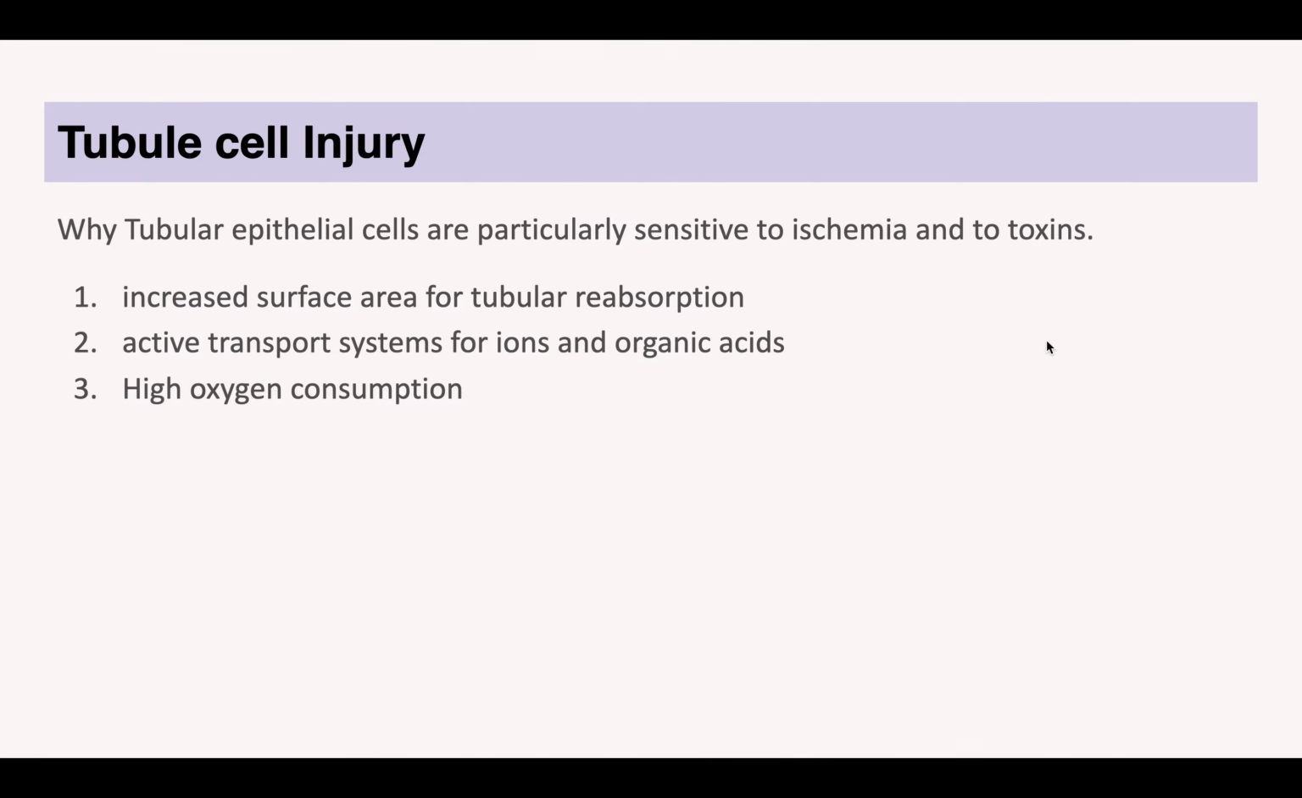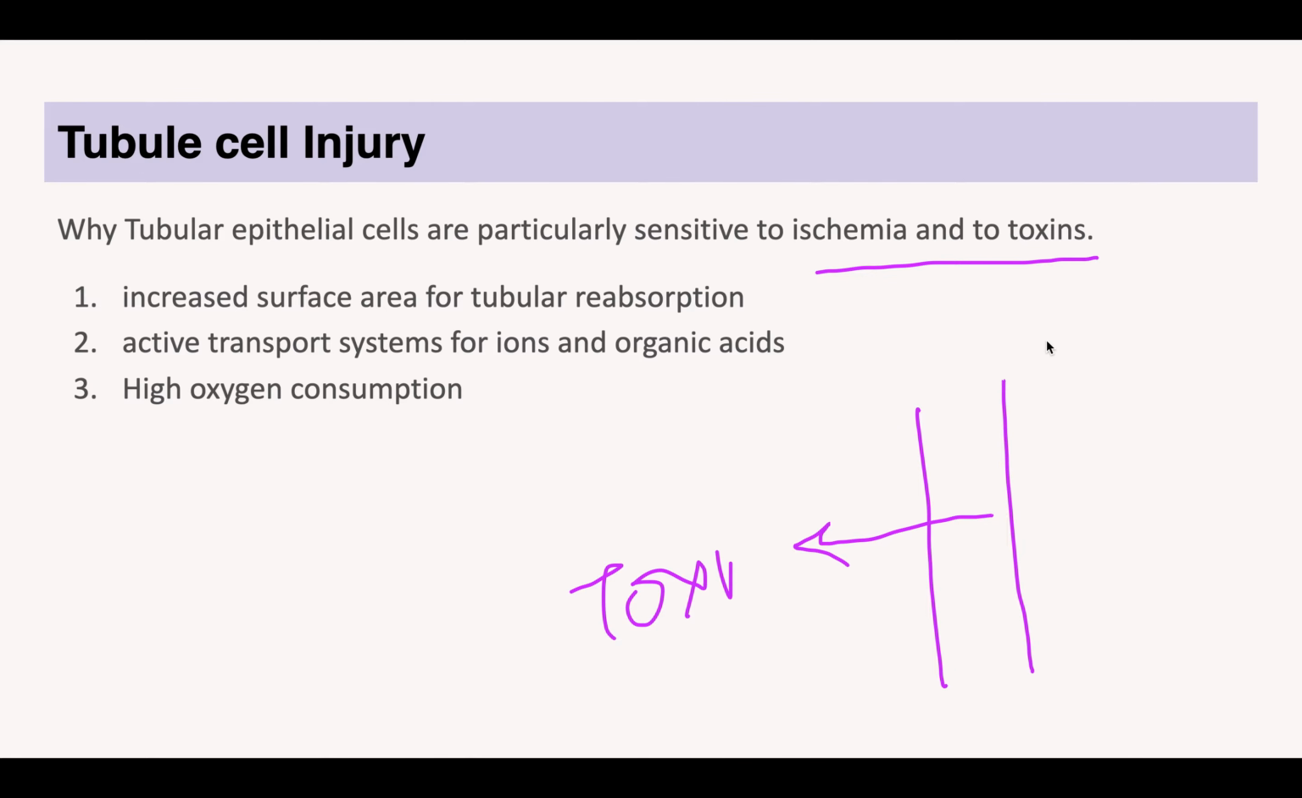So going firstly to the tubule cell injury. Why are the tubular epithelial cells so sensitive to ischemia or toxins? Why are they not resistant to it? Because firstly tubules are meant to reabsorb things, so there is increased surface area for tubular reabsorption. Now what will happen if there is any toxin? The tubules will reabsorb it because they have a very high surface area, and this will lead to tubule cell injury.